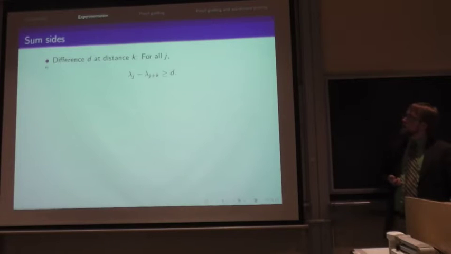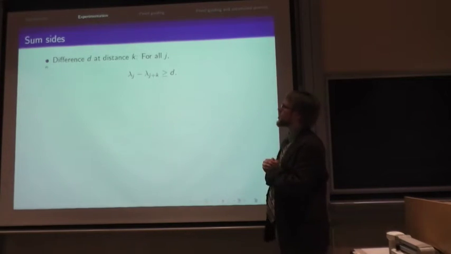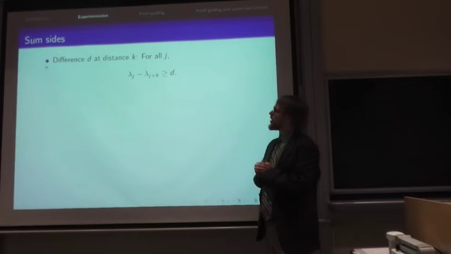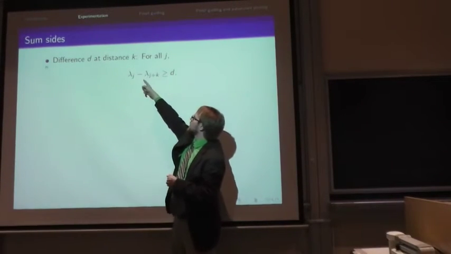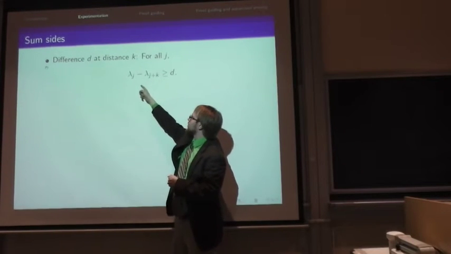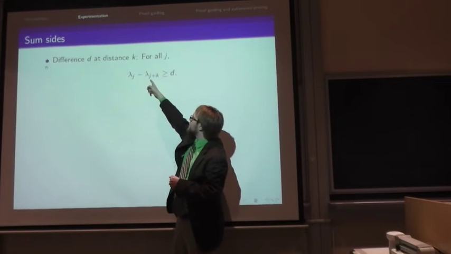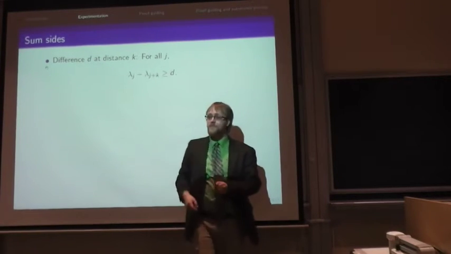And so the most simple, or the generic way of doing this, the first condition that we want is difference d at distance k. What I mean by that is, for all j, here these are lambda sub j and lambda sub j plus k. This is the jth part in our partition. This is the j plus kth part in our partition. We want this difference to be at least d.